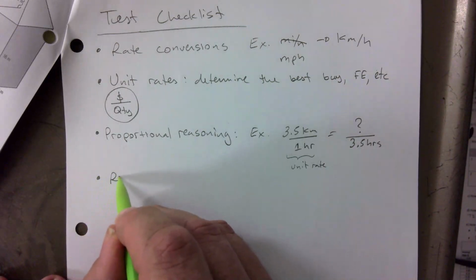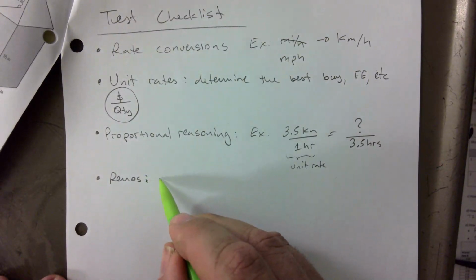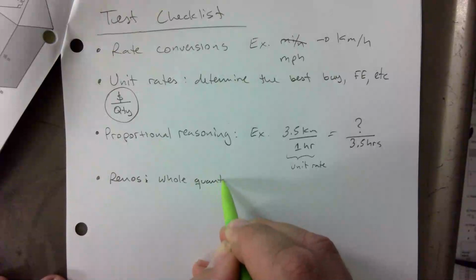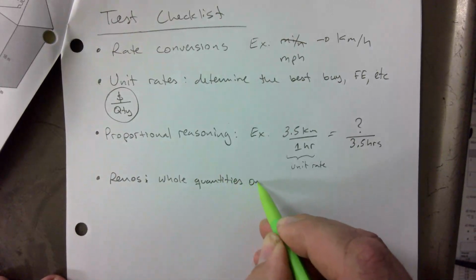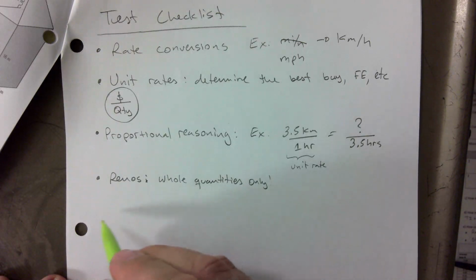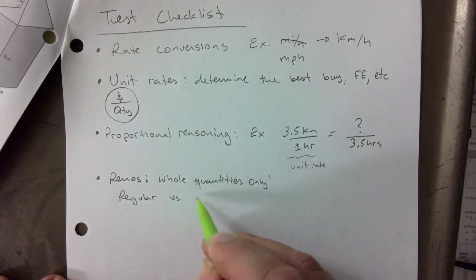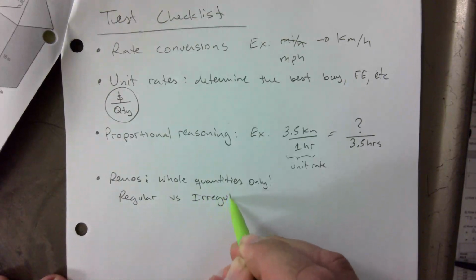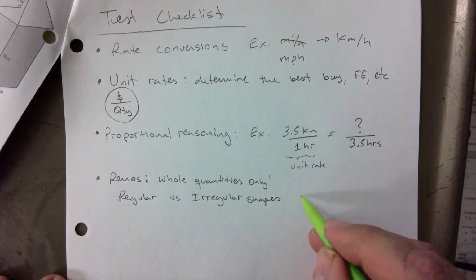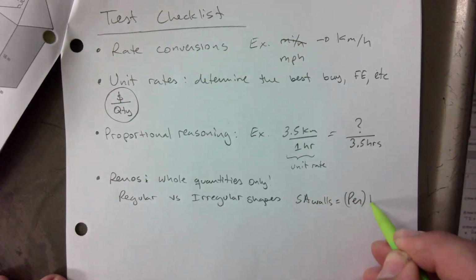You need to know your Reynolds. Remember, right? Whole quantities only. Go check that out. You can check regular versus irregular shapes. Surface area of walls. Remember, perimeter times height.